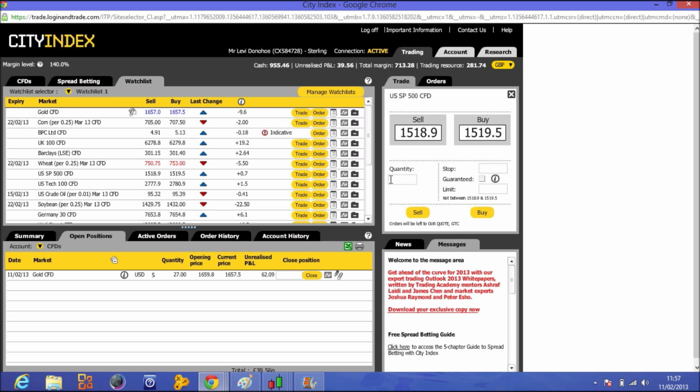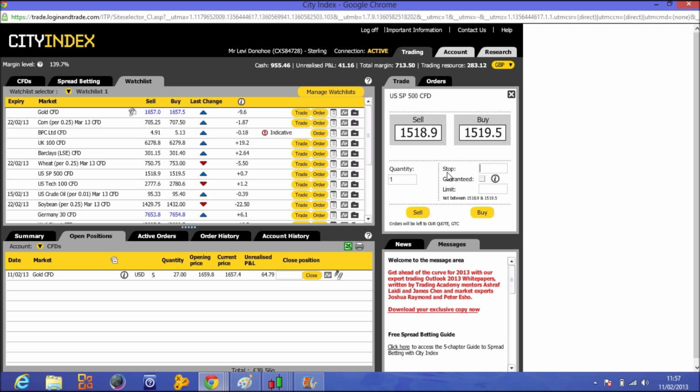What we're going to do is trade the S&P. This is the price that we can sell a contract at if we owned one. This is the price that we would buy one at. Now, quantity means the amount of contracts you want, basically. It's not like a signed contract, it's just an agreement.